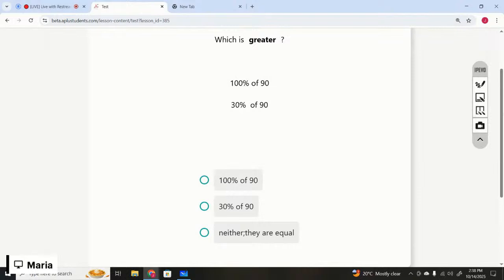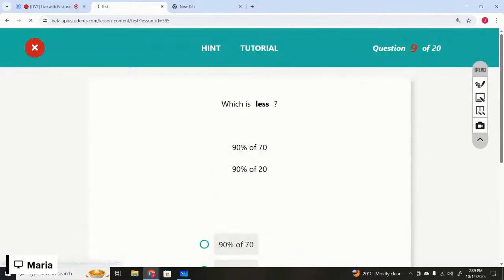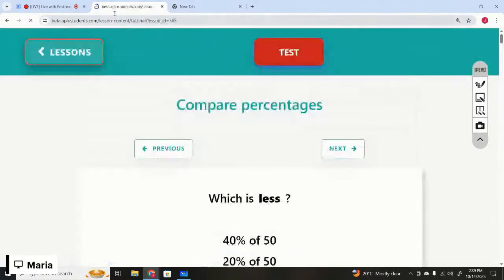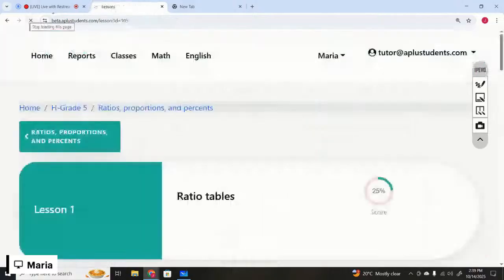Which is greater, 100% of 90 or 30% of 90? 100% of 90 is greater than 30% of 90. Option number 1 is the correct option. Okay, you can complete the lesson by yourself later today.